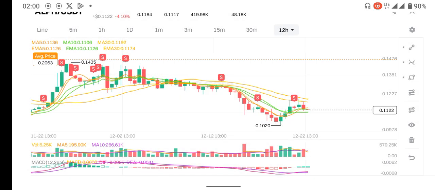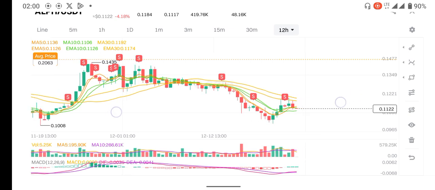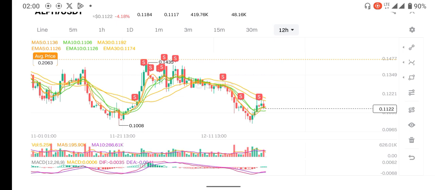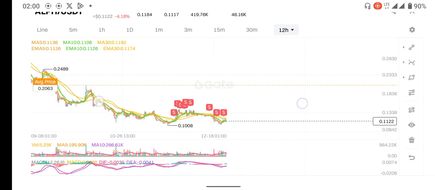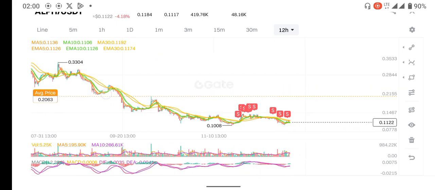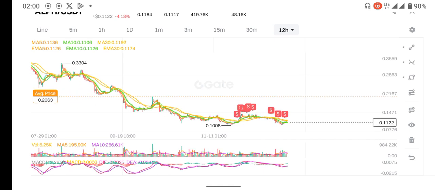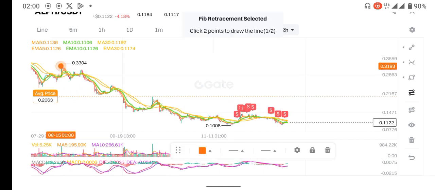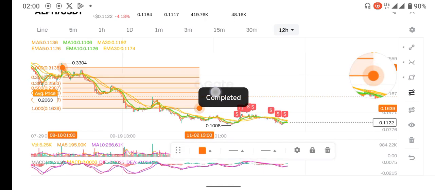Okay, so we can see that currently the price still sits at 0.112. The market is currently quiet. You can see we had a downward trend and then a reversal, which is imminent. So this is a 12 hours chart. If we pull out our Fibonacci retracement, it can give us an idea of where the price will reverse to in the near or distant future.